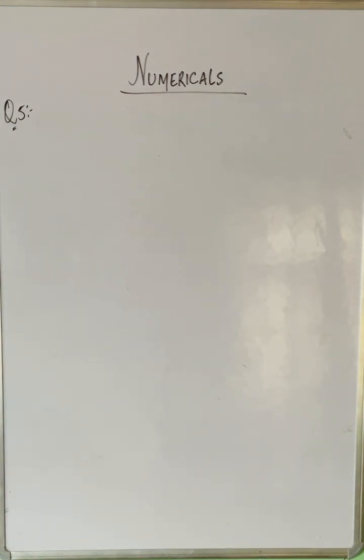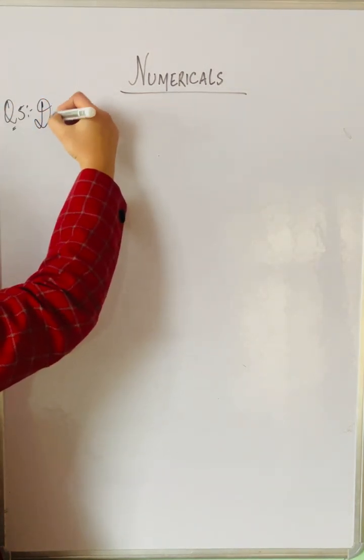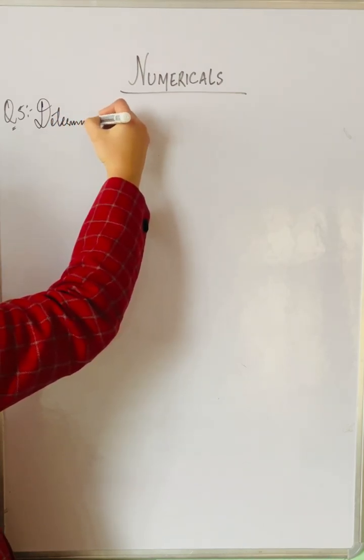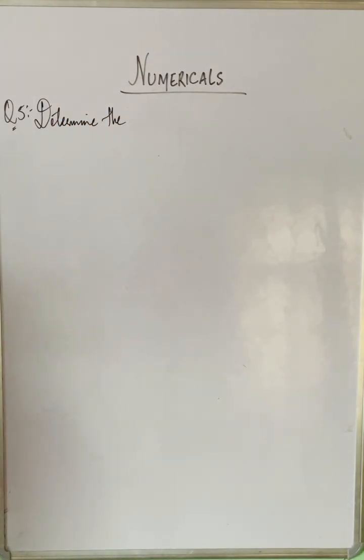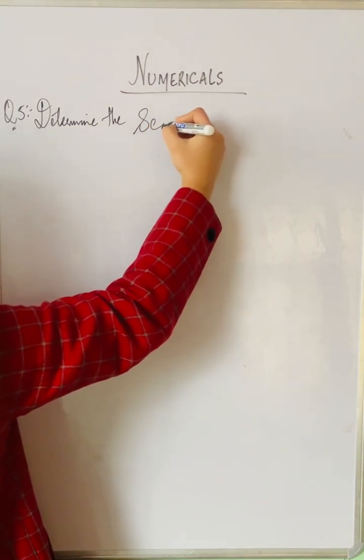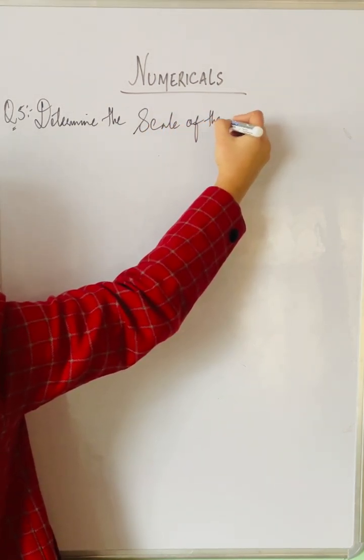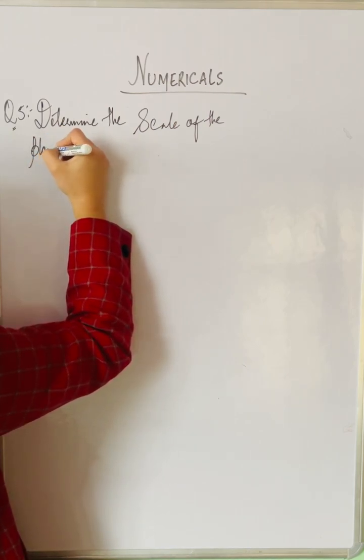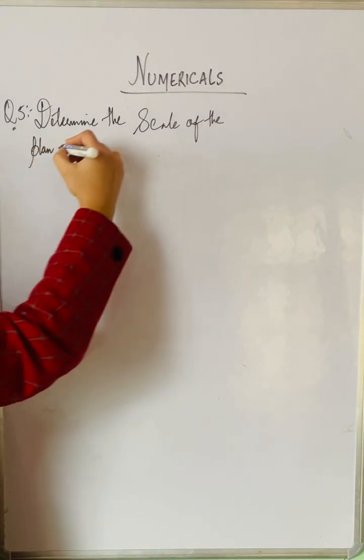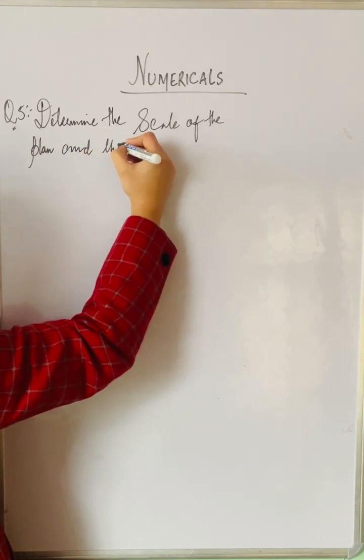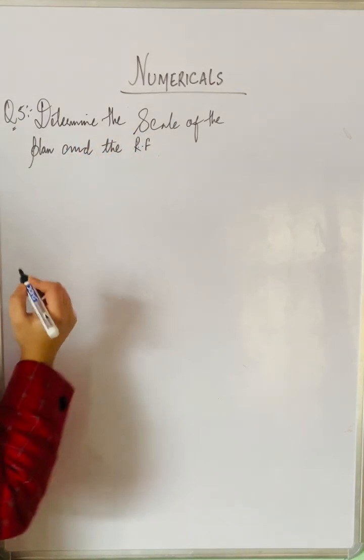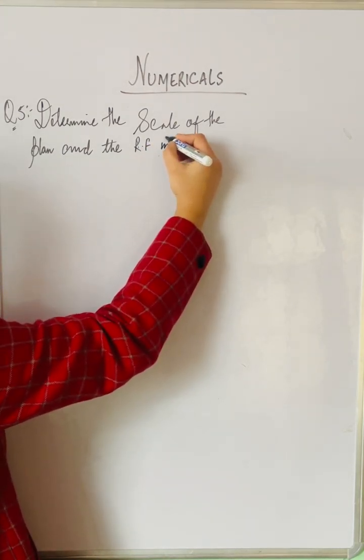Question number 5 is: determine the scale of the plan and the representative fraction in the following cases.